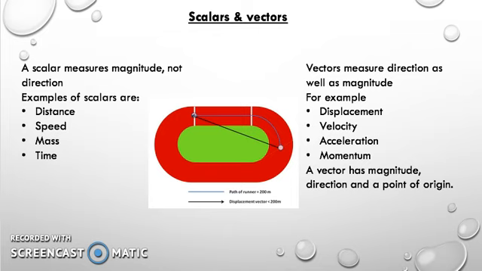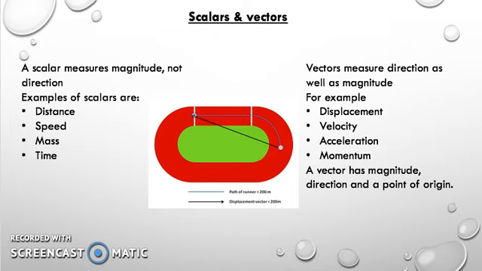Scalars and vectors. A scalar measures magnitude, not direction. Examples of scalars are distance, speed, mass, and time. In basketball, you use distance to move up and down the court. Use speed when beating a defender when you are attacking, or by tracking back on defense to get basket side of your opponent.